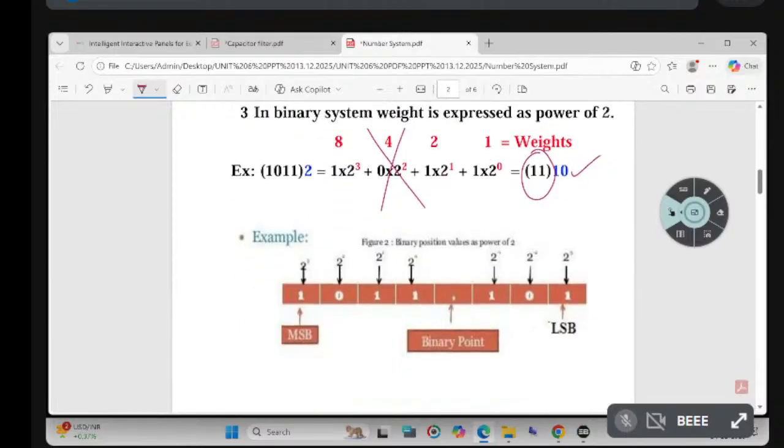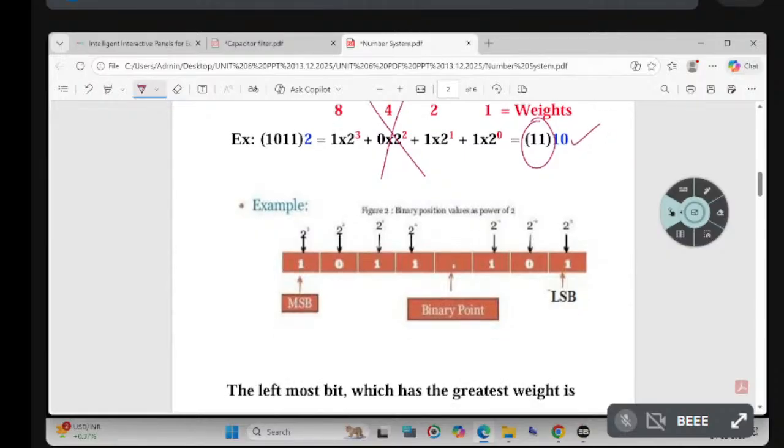Now it is a fraction. A point has come. The point did not come here. A decimal did not come here. Now we got a decimal here.